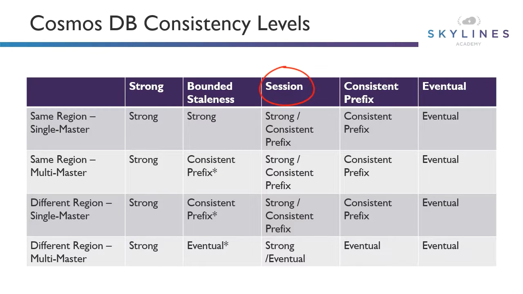For session, on the other hand, again, all sessions that use the same session token will have a strong consistency level. For requests that use a different session token, then we'll have a consistent prefix level. The exception here being if it's multi-region or multi-master, or it becomes eventual. And finally, consistent prefix. There's no guarantee on when the data will sync up, but it will sync up in order, and again, the exception here is multi-region multi-master, where it becomes eventual.